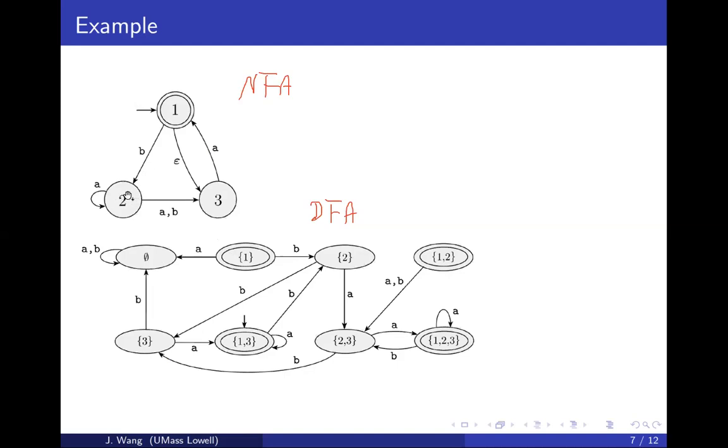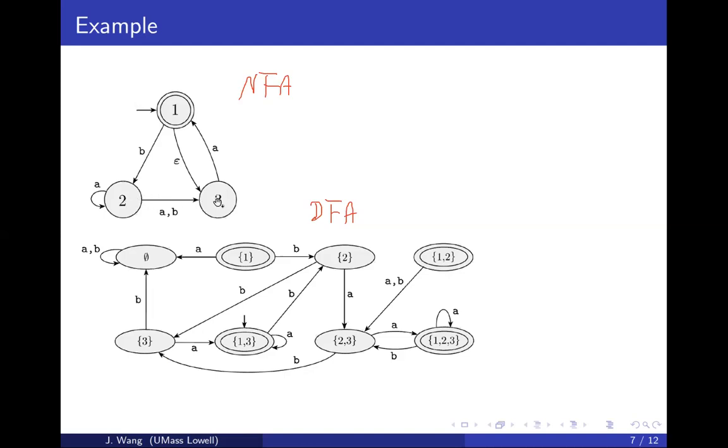And from 2, it doesn't have an epsilon arrow, so the epsilon closure of 2 is just 2. From 2 on A, it goes to 2 itself, but 2 on A also goes to 3. So you combine them, that's 2, 3. So on A, you go to 2, 3. And then 2 on B goes to 3.